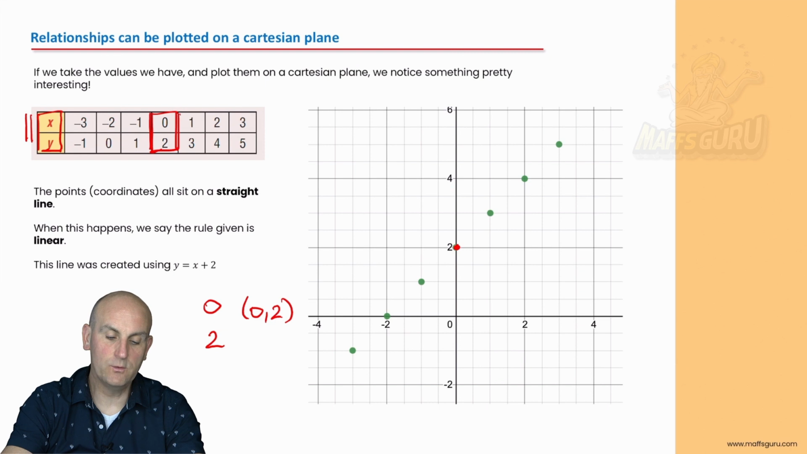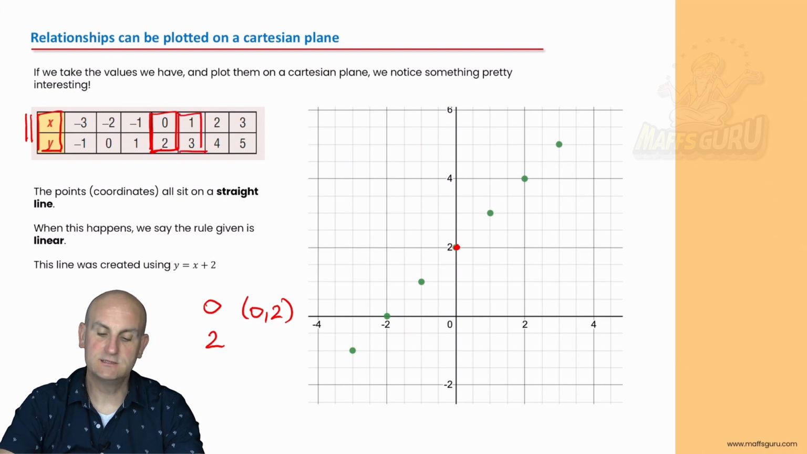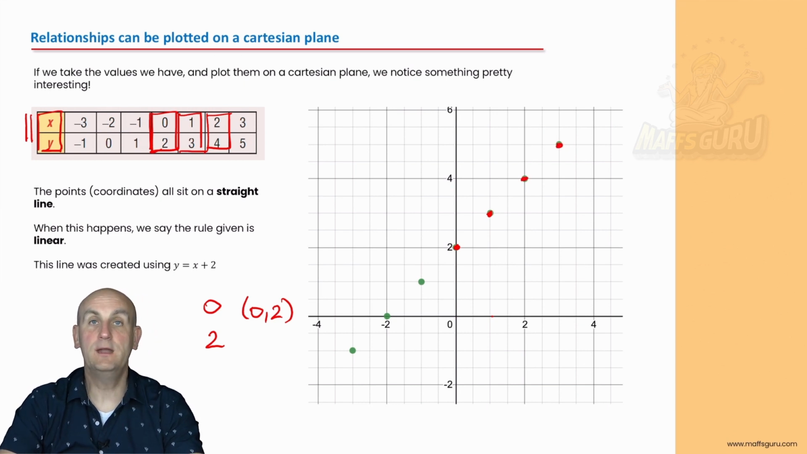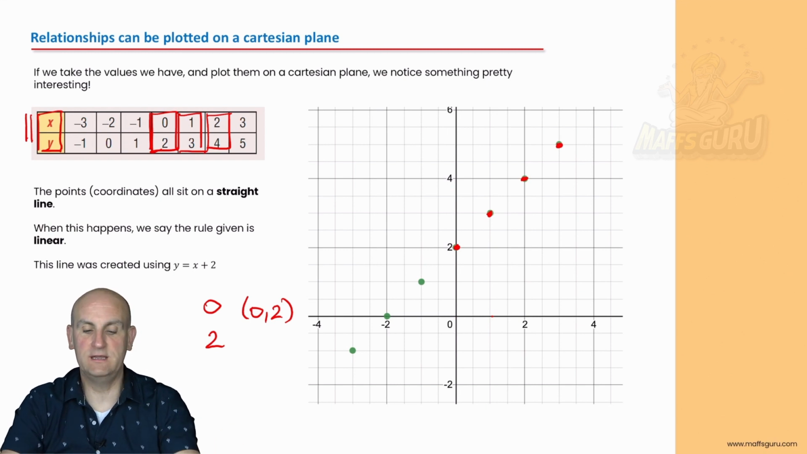Let's take the next coordinate, 1 and 3. So 1 across and 3 up and do a dot. The next one, 2, 4. 2 across, 4 up. There's my dot. 3 across, 5 up. There's my dot. Now actually, in many cases, as I've just taught my year 11s, we only need 3 or 4 dots to be able to help us finish our straight line.